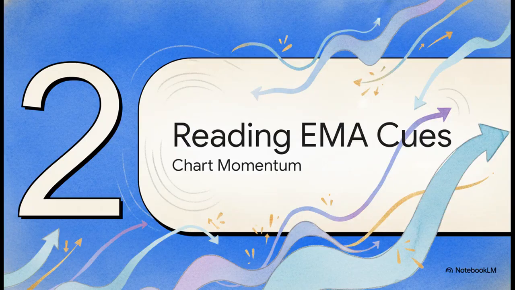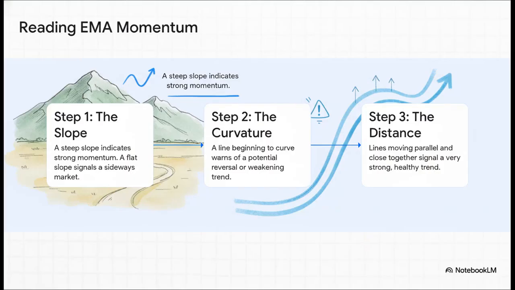But it's not just about whether the lines are flat or steep. These EMAs are constantly telling you a much richer story about the market's momentum. So now let's learn how to actually read their language. This really breaks it down into three simple visual checks. First up, the slope. Are you climbing a steep mountain or are you walking on a flat plain? It's that obvious.